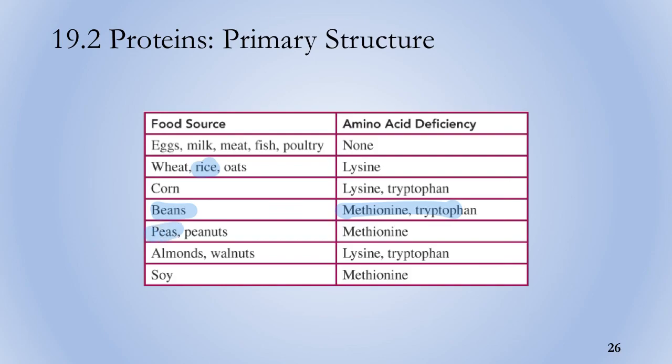Now, if you ate beans and peas only, that would be not good. You need the methionine. If you ate just things with soy, which I don't know, that seems weird, you'd be lacking methionine. So you'd want to eat something else like wheat or oats or whatever to make sure you're getting that.